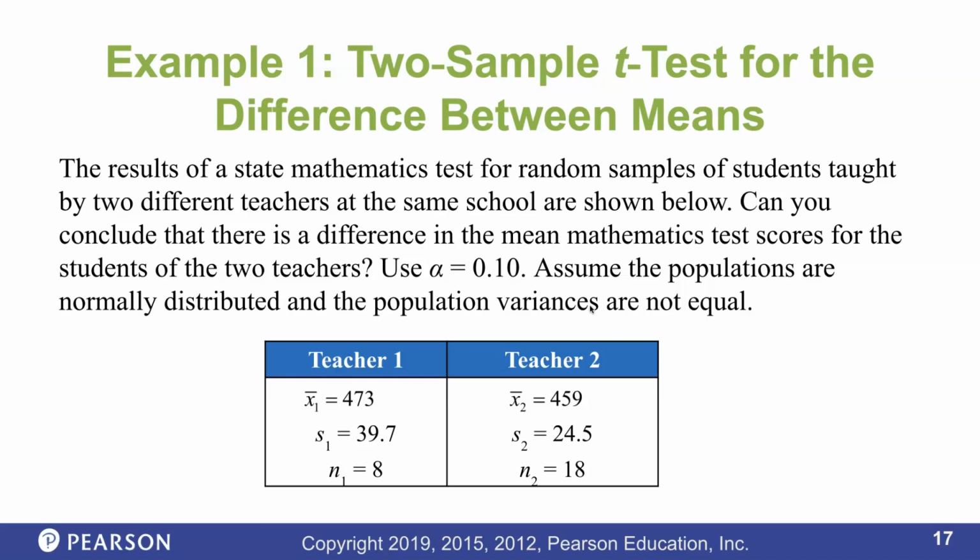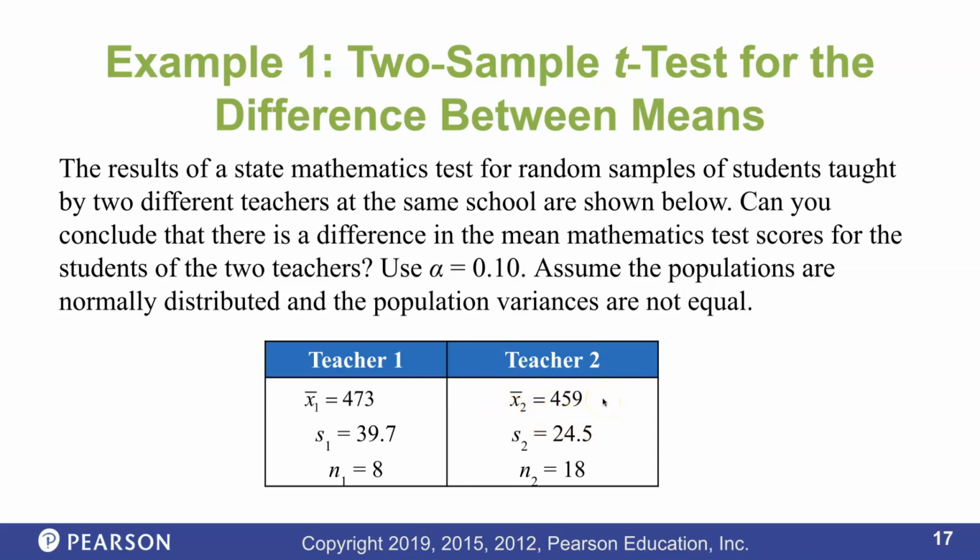So take a look. Teacher 1 and teacher 2. I can see X bar 1, the average of students that teacher 1 taught was 473 compared to teacher number 2 who taught 18 students, and the 18 students had an average of 459.